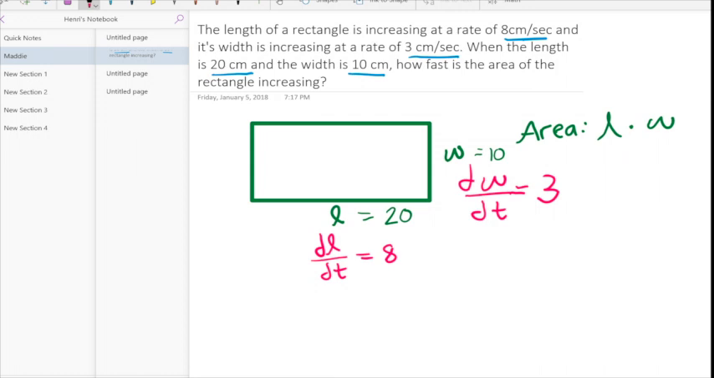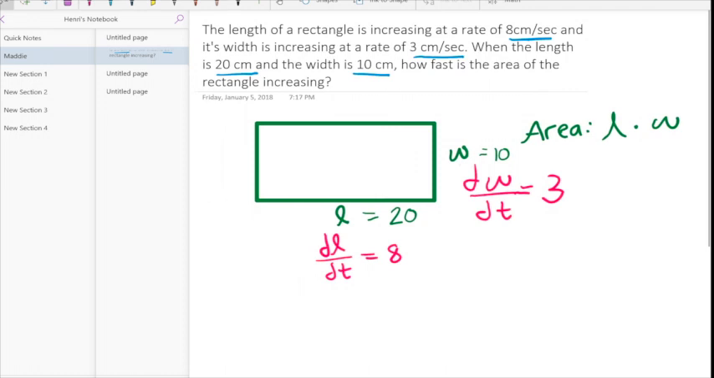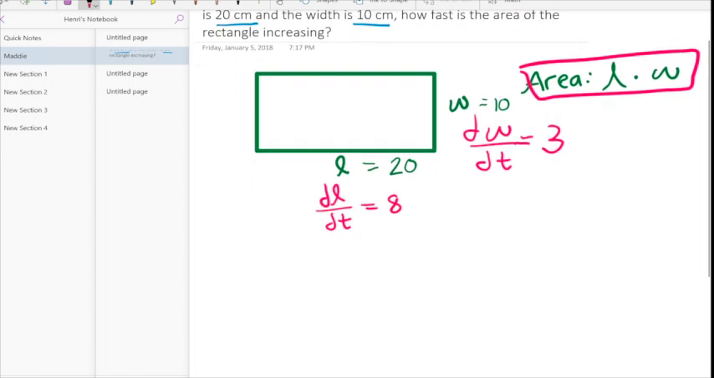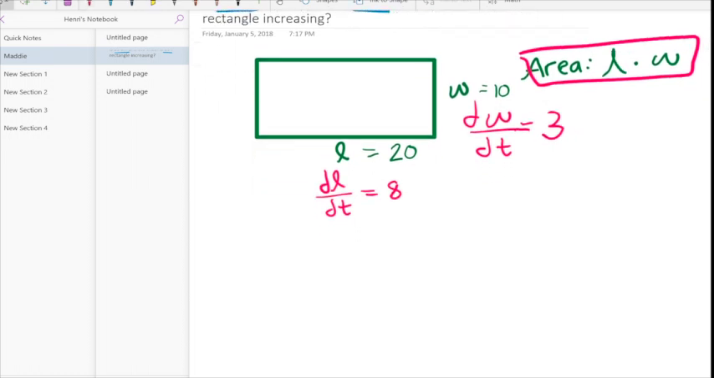Okay, so in a related rates problem, you're pretty much finding the derivative of the related equation. The related equation is the area equation. So we are trying to figure out the change in the area. And to do that, we take the derivative of length times width. And we are going to use the product rule because we have two things multiplied by each other.